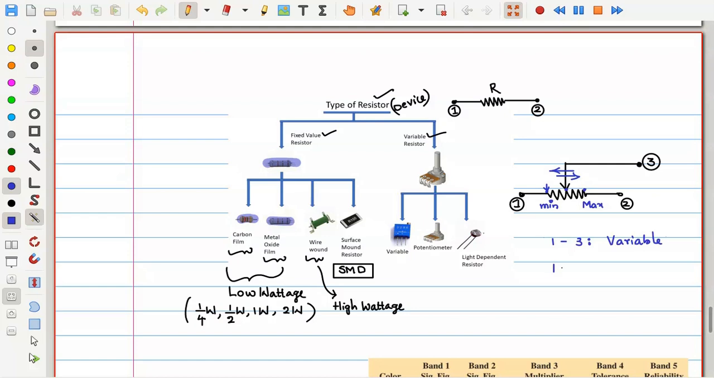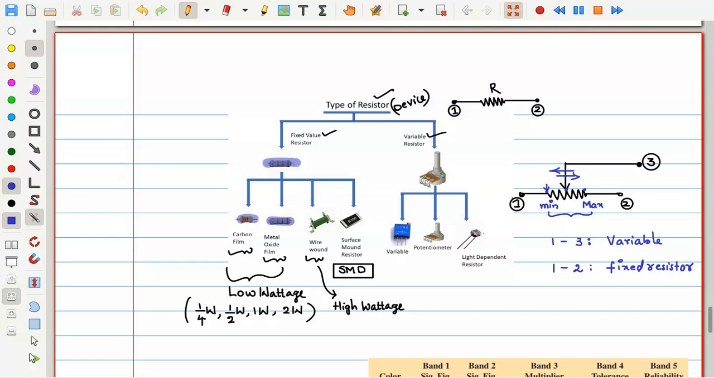If I choose 1 and 2, what happens? Even if I vary this third pointer, the resistance does not vary. Why? Because the entire resistance is already included between the terminals of 1 and 2. So this constitutes a fixed resistor. If I choose 1 and 2, that becomes a fixed resistor.